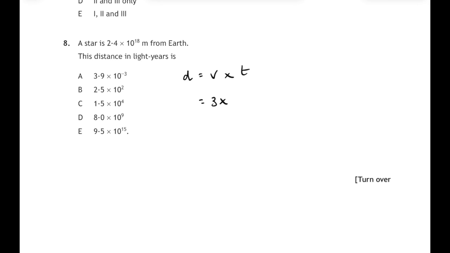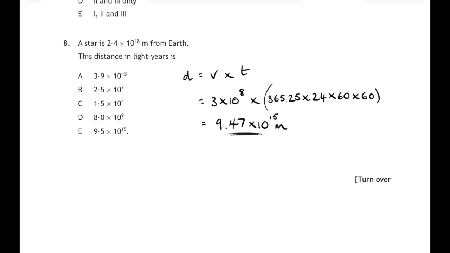We can put in the speed of light for the velocity, and the time would be the number of seconds in a year. So there's 365.25 days in a year, times 24 hours in a day, times 60 minutes in an hour, times 60 seconds in a minute. That gives us an answer of 9.47 times 10 to the 15 metres. That's the distance light travels in a year.